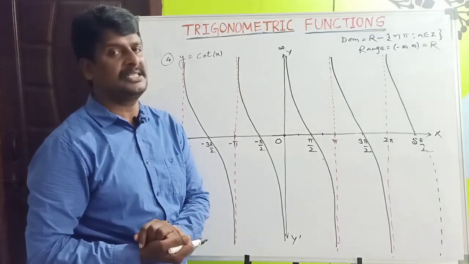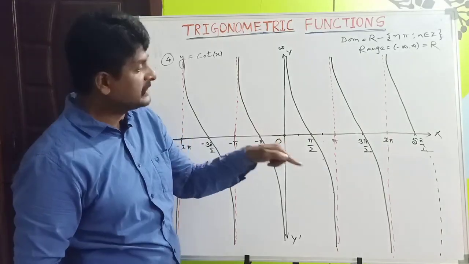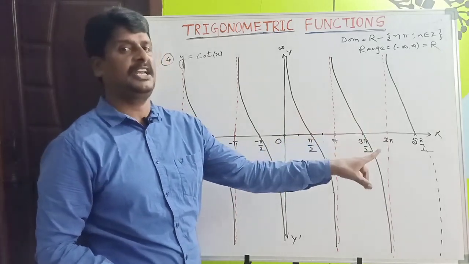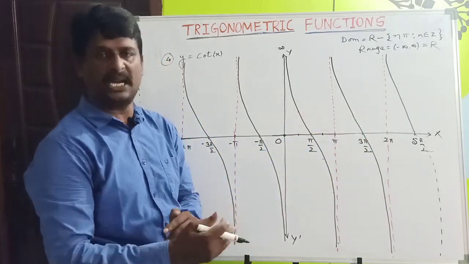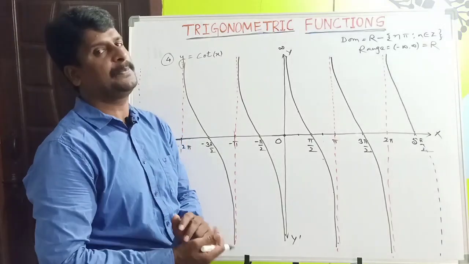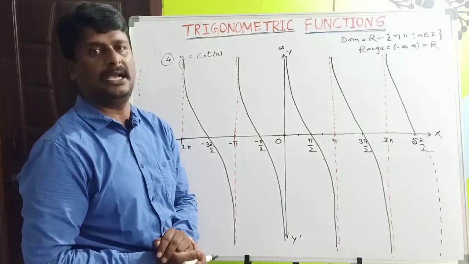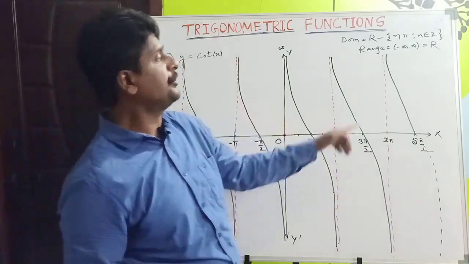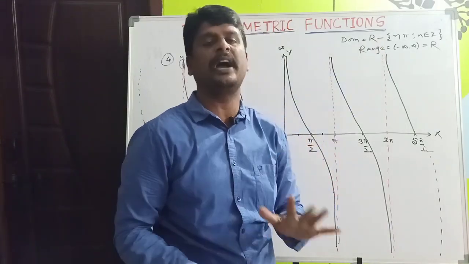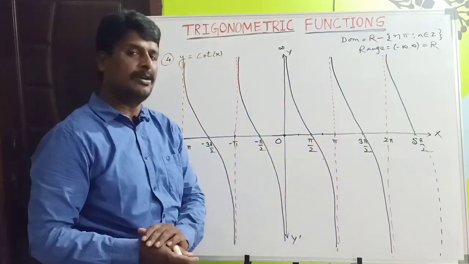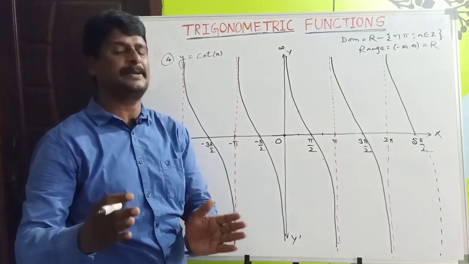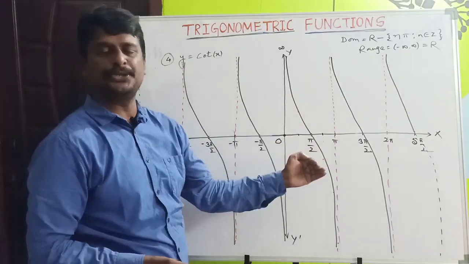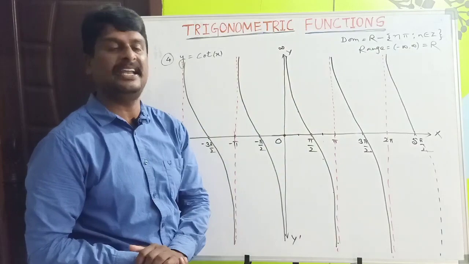So observe where it is continuous. It is continuous everywhere except 0, pi, 2 pi, 3 pi, which are nothing but integer multiples of pi angle. At those points it is discontinuous. That's why it is continuous on its domain. Domain is also taking all the real numbers except integer multiples of pi only. That's why cot x is continuous on its domain.